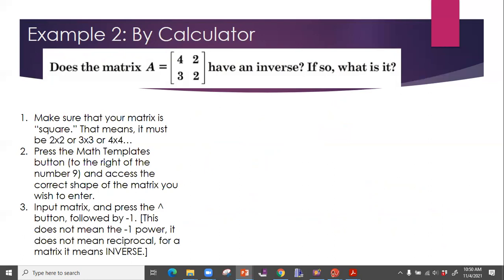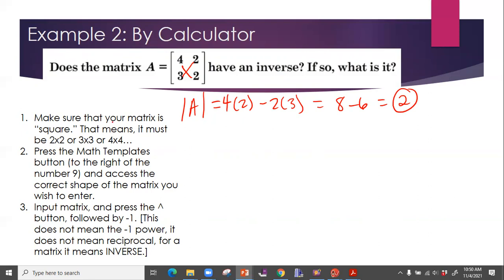Okay. So does the matrix A even have an inverse? How do we answer that part? We find its determinant. So the first question says, does this have an inverse? So I'm going to find its determinant. And how do we find the determinant again? Cross multiply and subtract. So we have 4 times 2 minus 2 times 3. And that gives us 8 minus 6, which equals 2. So does it have an inverse? Yes.